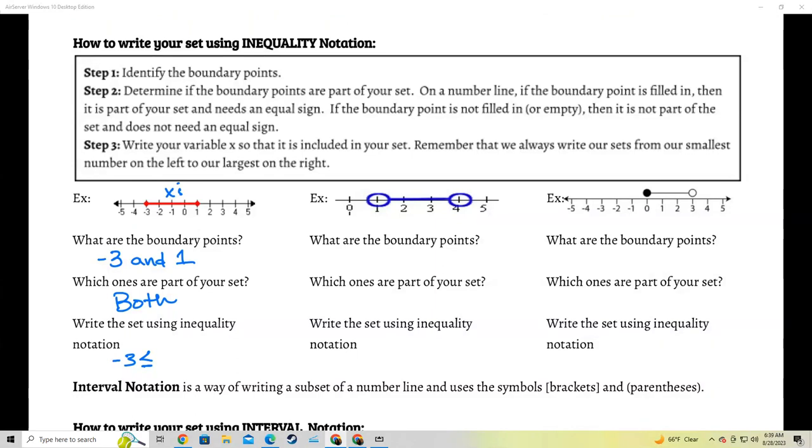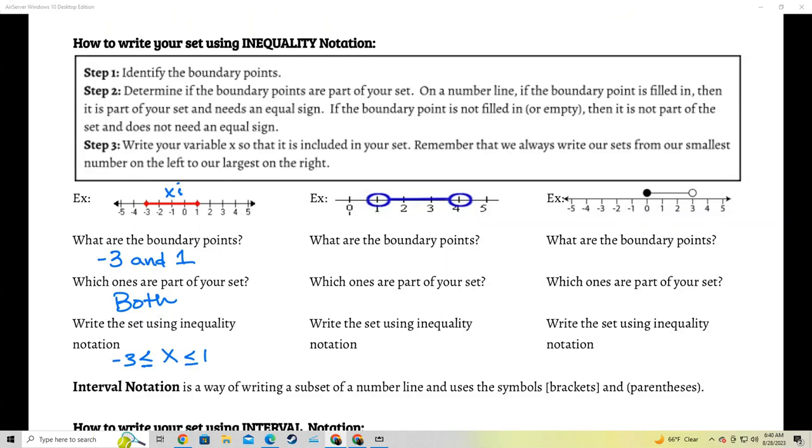And I know that the largest number is going to be 1. So my x's need to be less than or equal to 1. Again, the equal sign because the circle is shaded in. And I know my x's need to be somewhere in between those. Can my x be -3? Yes, it can because the -3 is filled in. Can my x be 1? Absolutely. Can my x be 4? Nope, it's too far on my set. Notice that my x has got to be stuck between -3 and 1, and 4 is way over here. Okay, so that's how we write this set using inequalities.